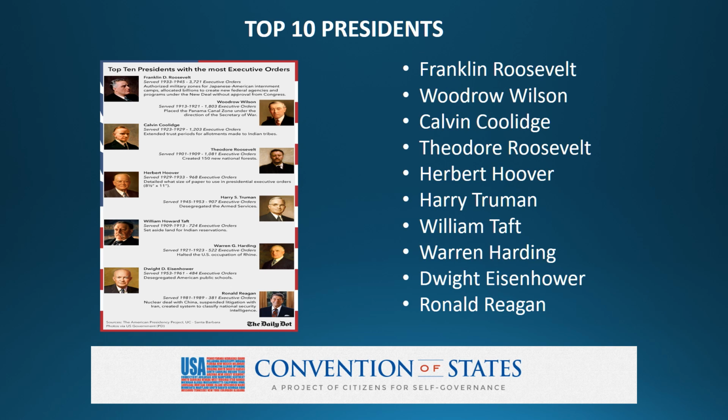Well, in closing, let's take a look at the top 10 presidents in order based on the number of executive orders issued. And we'll start at number 10, which is Ronald Reagan, 381. Number 9, Dwight Eisenhower, 484. Number 8, Warren Harding, 522. Number 7, William Howard Taft, 724. 6th, Harry Truman, 907. 5th, Herbert Hoover, 968. 4th, Theodore Roosevelt, 1081. 3rd, Calvin Coolidge, 1203. 2nd, Woodrow Wilson, 1803. And number 1, Franklin D. Roosevelt, 3721. Thank you.